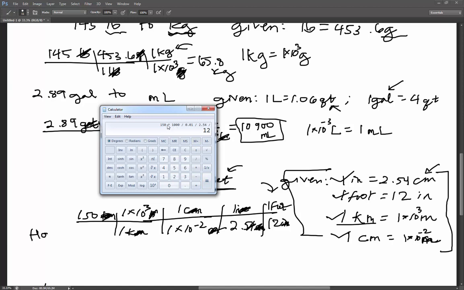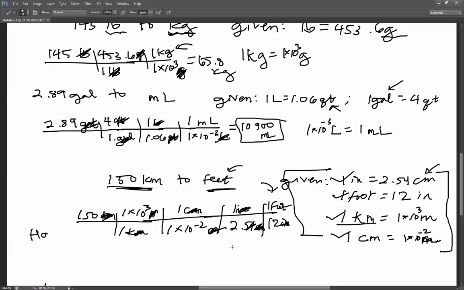You see, these two are multiplied because they were both on top, and all of these are being divided because they're all on the bottom. And I get something like 492,000 feet. Does that make sense? Can always help to stop and do a gut check and say, well, 150 kilometers, that's actually a pretty long distance. So it makes sense that it would be a lot of feet. That makes sense. All right.